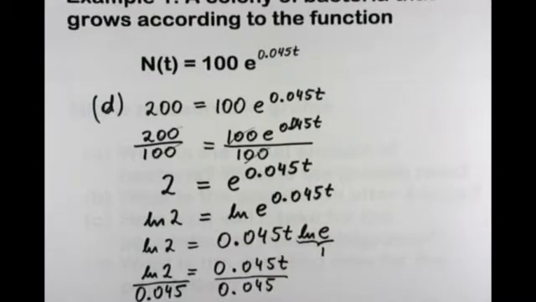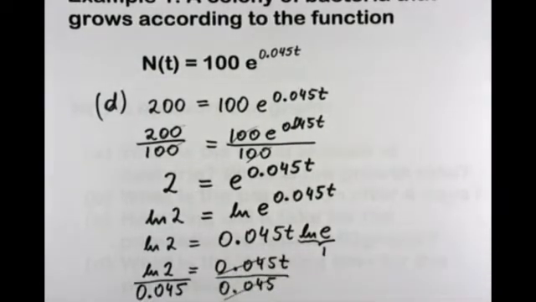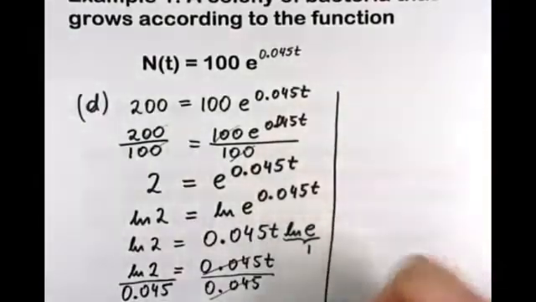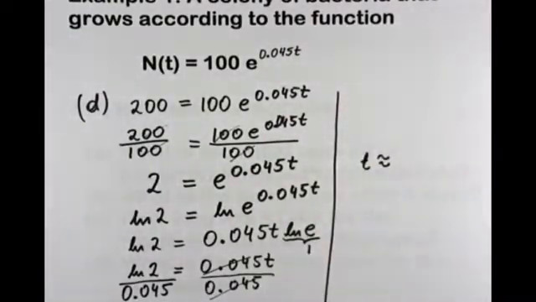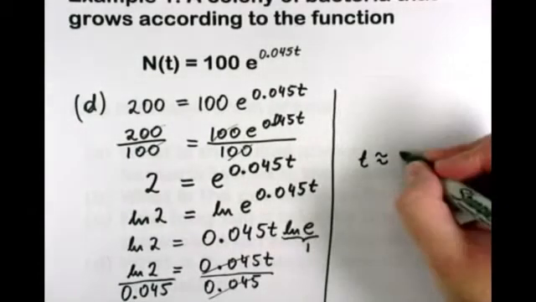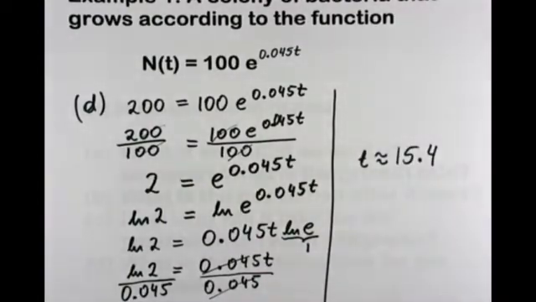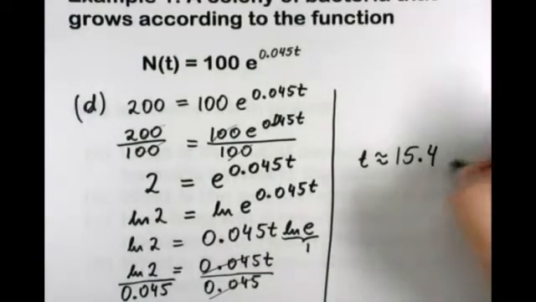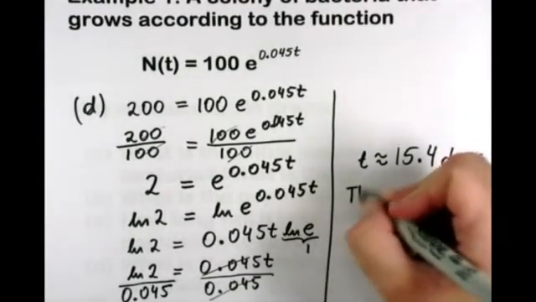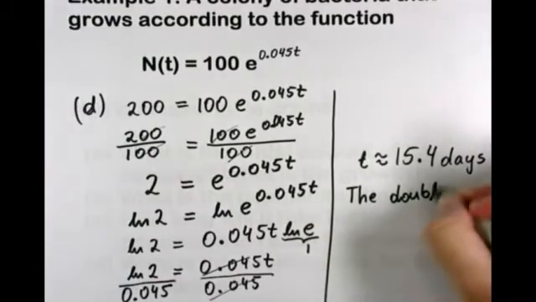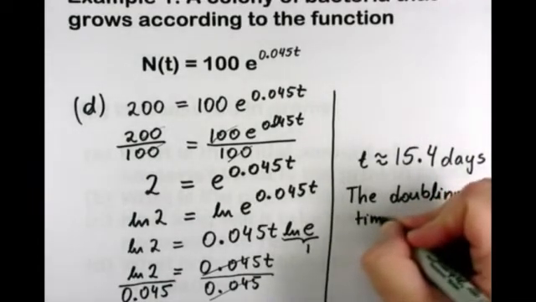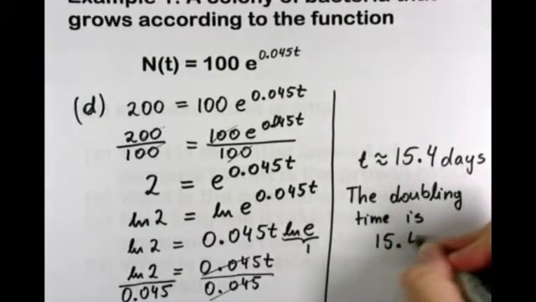So this cancels out, and my t is approximately, when we punch this on the calculator, ln 2 divided by 0.45, I'm getting that t is approximately 15.4. So the doubling time is 15.4 days.